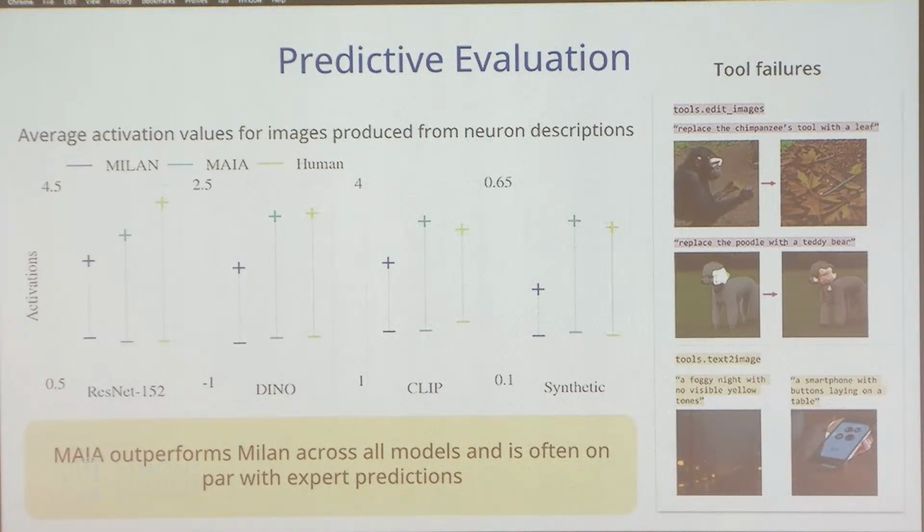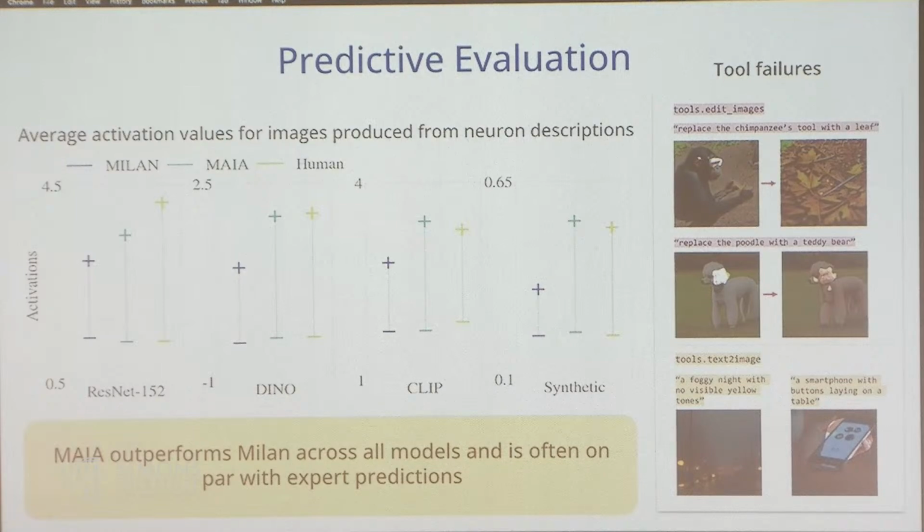A smartphone with buttons laying on a table, a hand is holding the smartphone. Image editing is also a little bit unreliable. There are a couple examples here of image edits that try and replace the chimpanzee's tool in the first row with a leaf, and it replaces the entire scene with leaves, so kind of low spatial controllability. Replace the poodle with a teddy bear. Well, it kind of changes the texture and color of the poodle a little bit to look more like a teddy bear, but it's still just a brown dog.